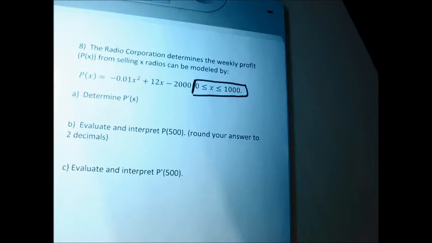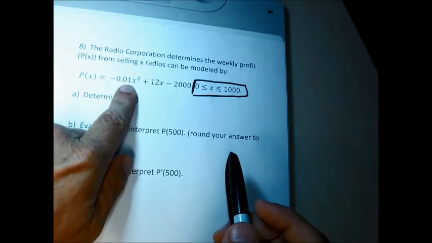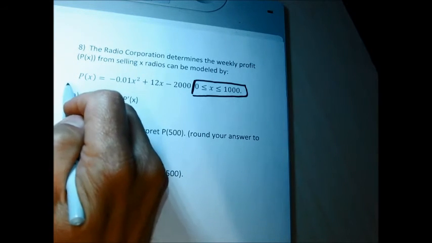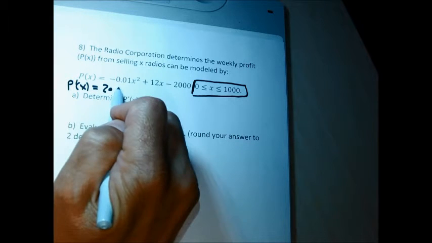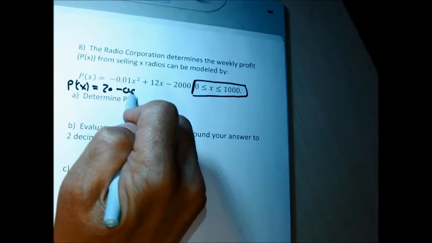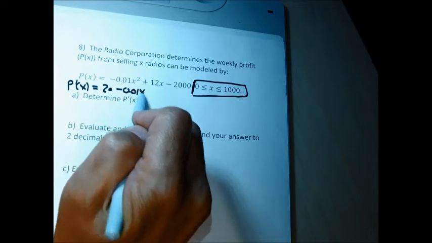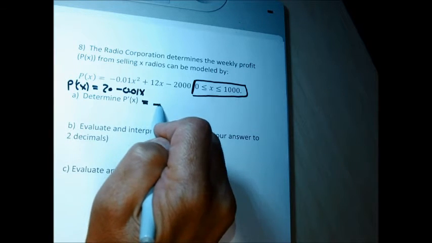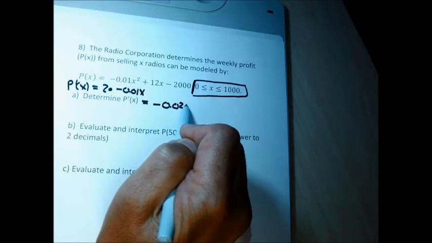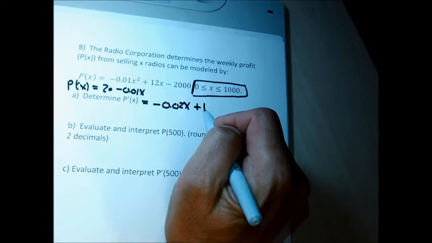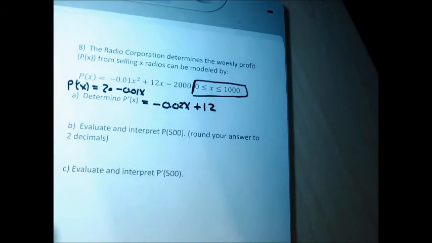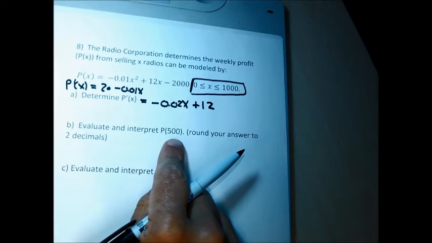So, first part, determine P prime of X. That's just the derivative. So P prime of X is going to be 2 times negative 0.01, lower the exponent to 1. So that's going to be negative 0.02x. The derivative of 12x is just 12, so that's a plus 12. And the derivative of minus 2,000 is 0. I'm done with part A. That's the derivative. Part B, evaluate and interpret P of 500.